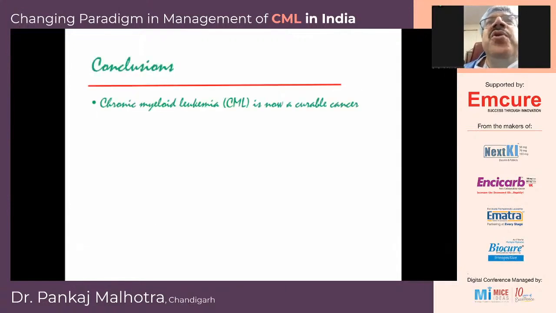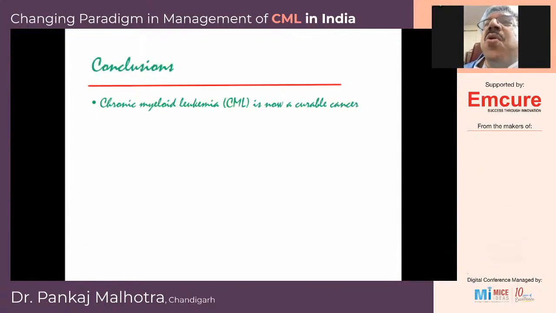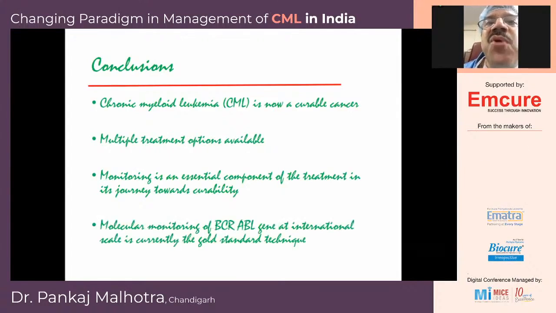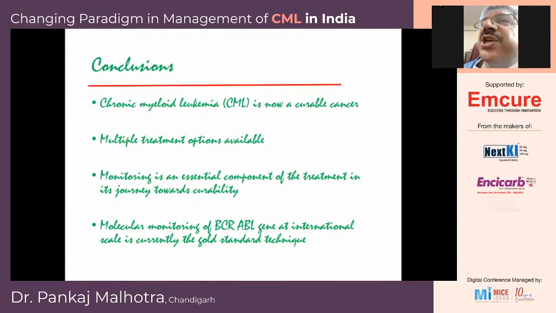So finally concluding, chronic myeloid leukemia is now a curable cancer. Multiple treatment options are available. Monitoring is an essential component of the treatment in the journey towards curability, and molecular monitoring of the BCR-ABL gene at international scale is currently the gold standard technique.